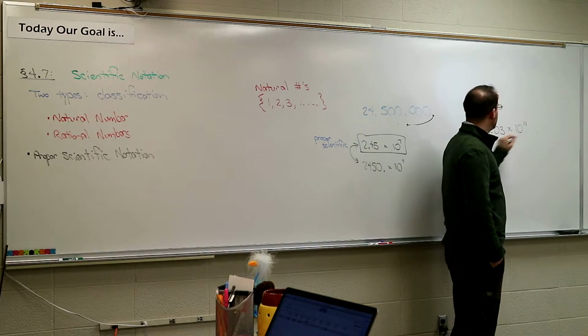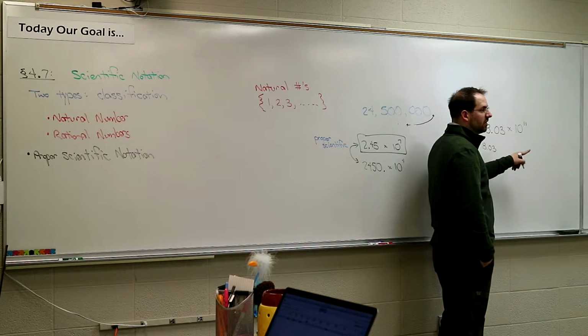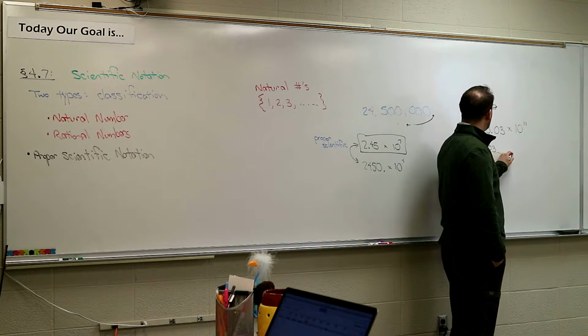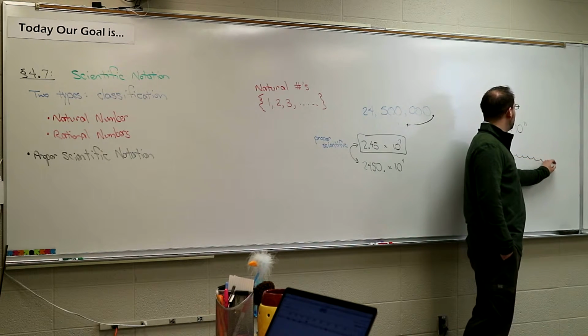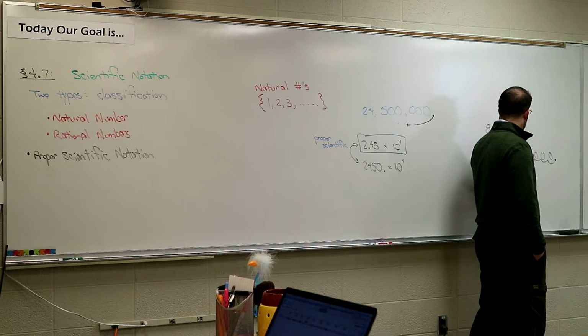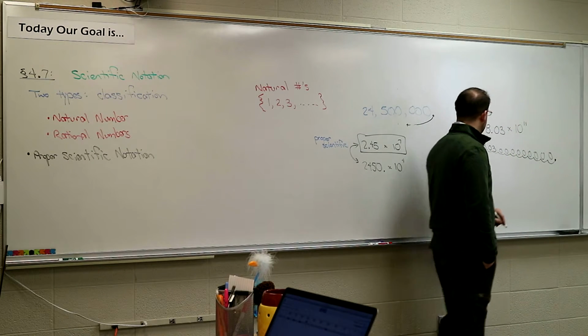Since this is an 11, we can change this number back to the big number. We're going to move this decimal back 11 spots. This is 1, 2, 3, 4, 5, 6, 7, 8, 9, 10, 11, and this is where the decimal will land. And I can fill in all these gaps with zeros. That's a big number, right?